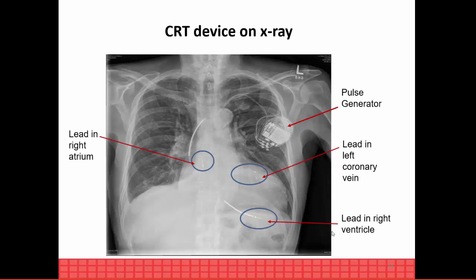Again, looking at the CRT device on X-ray, we can see what it looks like at a distance, and we can see the pulse generator and again the 3 leads exiting the top of the device.